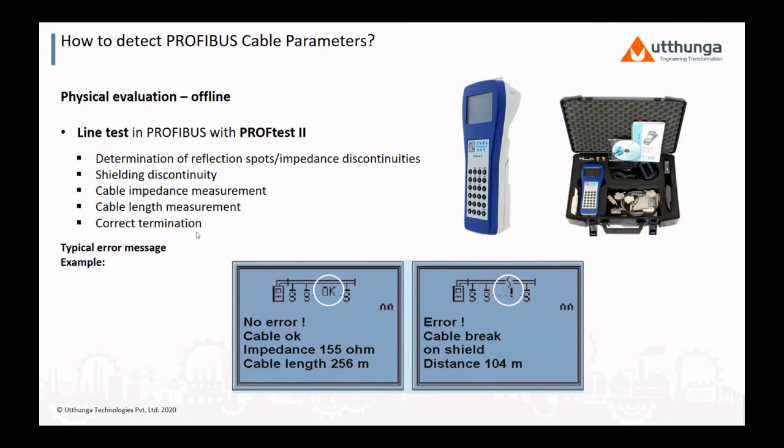With the terminating resistors, maybe the two wires, A and B, are twisted, or the bus terminal has no power supply, or the bus terminal is connected wrongly. This type of error you can identify in the second stage, the next level, when you are using the with-termination testing.